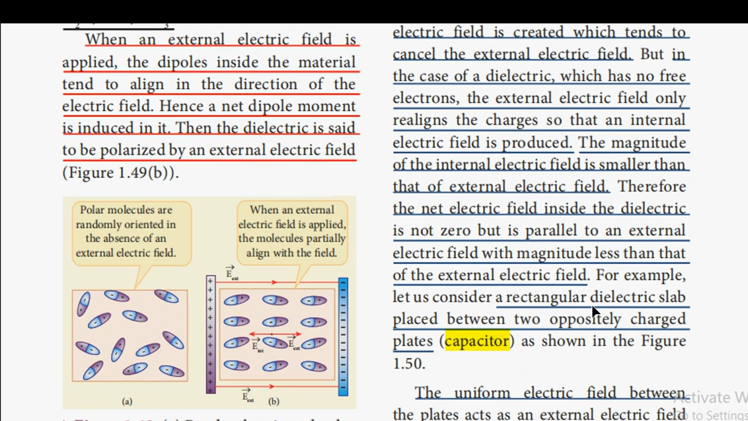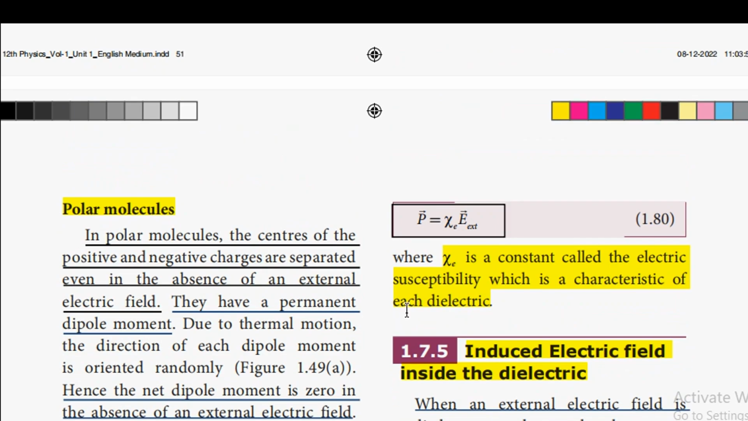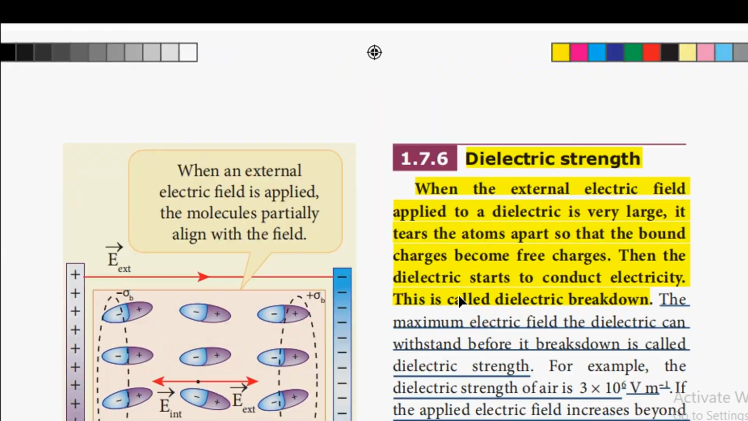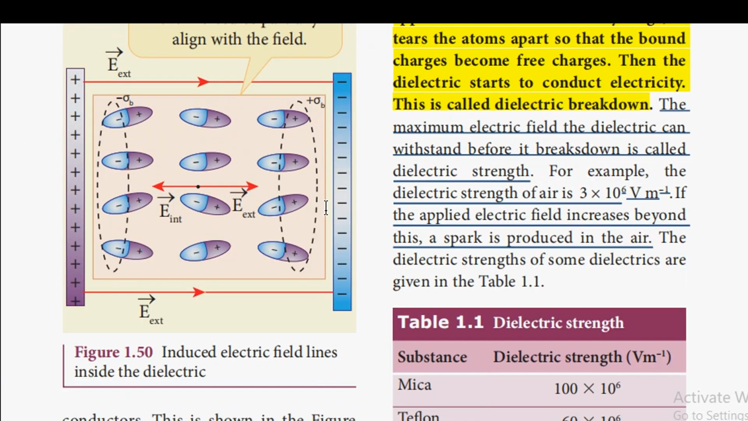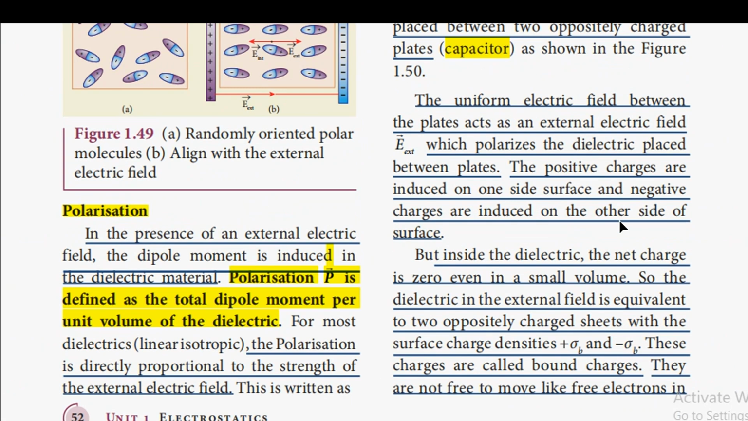For example, let us consider a rectangular dielectric slab placed between two oppositely charged plates. That is a capacitor as shown in the figure 1.50, like this. There are two charged conductors which are having positive charges on one side and negative charges on the other side. So the uniform electric field between the plates acts as an external electric field, E external, which polarizes the dielectric placed between the plates, and the positive charges are induced on one side surface and negative charges are induced on the other side of the surface.